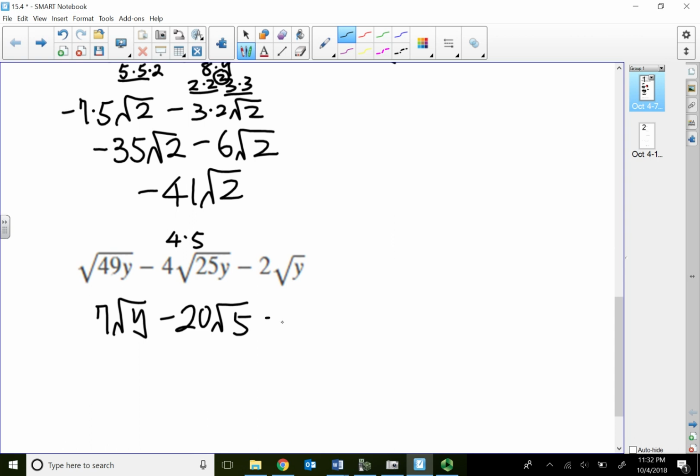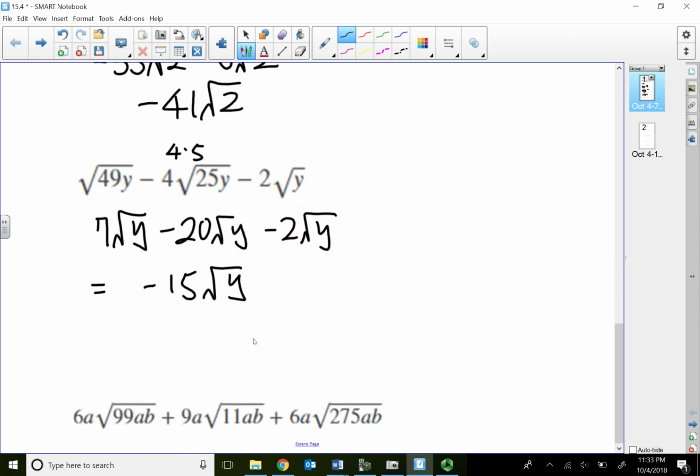Minus 2 times square, excuse me, not 5, but y, minus 2 times square root of y. So all the roots are the same, all the radicals are the same, so I can combine them. So 7 minus 20 is negative 13. Negative 13 minus 5 is negative 15 of those square roots of y. Here I just wrote square root of 25 is 5 times the negative 4 up front, which gives me negative 20.